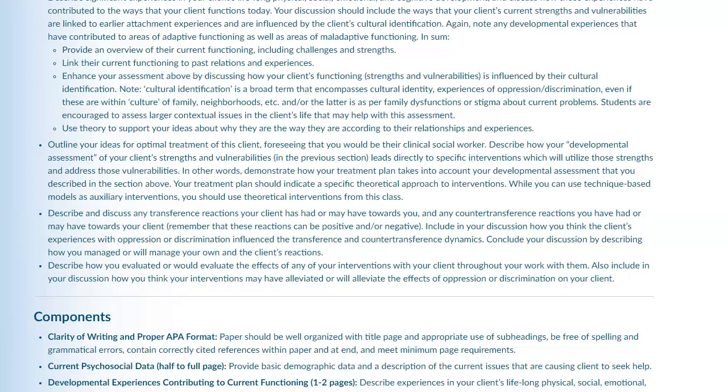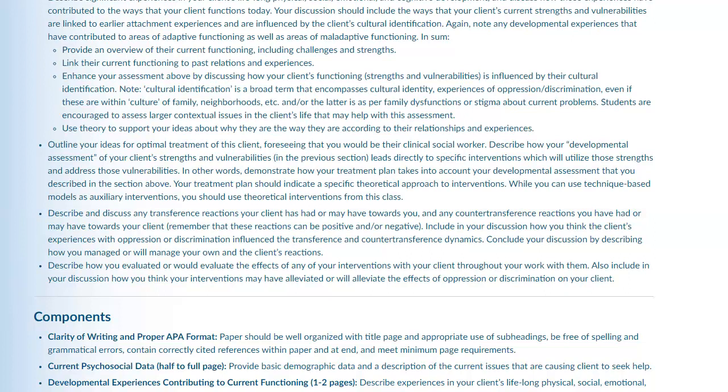I want you to really think critically here and identify where you might see some transference and countertransference reactions. And then I want you to also include in your discussion how you think the client's experiences with oppression or discrimination might influence that transference and countertransference. Again, any one person might have areas where they might experience oppression or discrimination, or maybe you could even discuss the influence of privilege in this area as well. These are factors that are influencing every person every day.